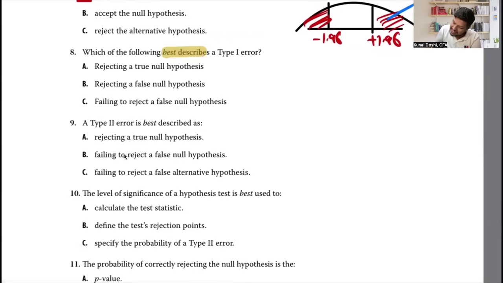Which of the following is best described as type 1 error? Remember, type 1 error is the error of rejecting a null when it is true. So rejecting a true null hypothesis is type 1 error. Failure to reject the false null is type 2 error. If rejecting a true null is type 1 error, not rejecting a false null is type 2 error. So failing to reject a false null, option B, is the type 2 error.